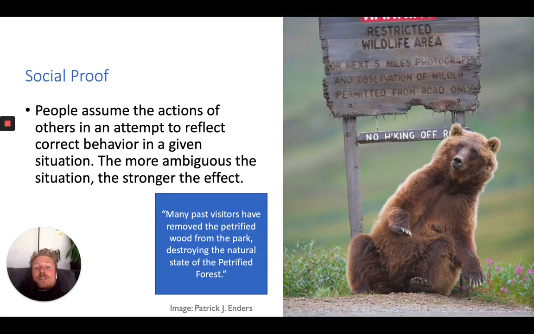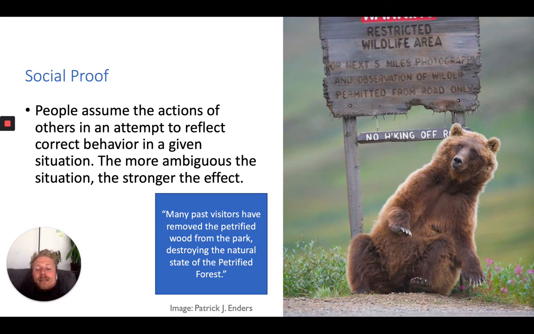And people tend to steal them. They take them out of the natural habitat as a token, put them in their apartments because they look nice. Obviously the park doesn't want that, because they're part of the ecosystem. So they put up a sign saying many past visitors have removed the petrified wood from the park, destroying the natural state of the petrified forest. Please don't do that.